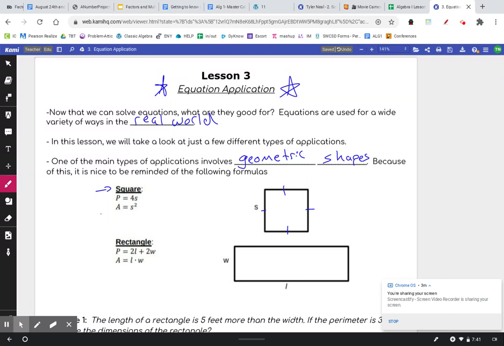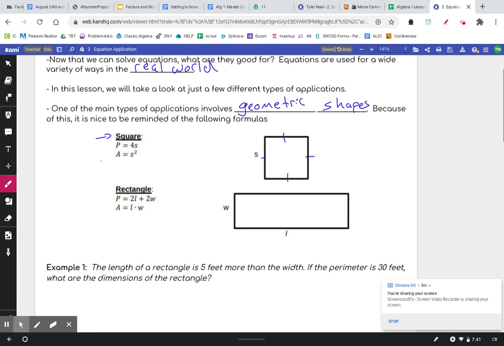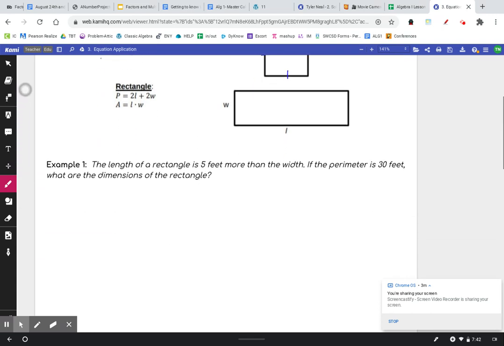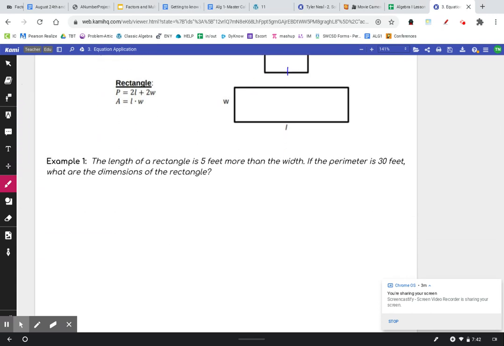For a rectangle, it's a little bit different because not all 4 sides are the same. The perimeter is 2 times your length plus 2 times your width. And for the area, we get length times width. Again, very similar to the square, but since we don't have identical side lengths, we just multiply the width times the length, and it gives us the area there. So let's dive right into one of our examples and see how equations can be built and then used to find our solution.